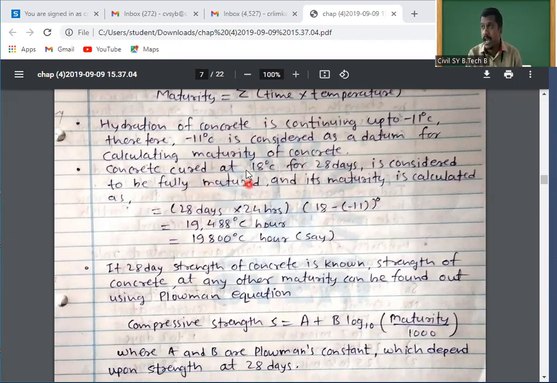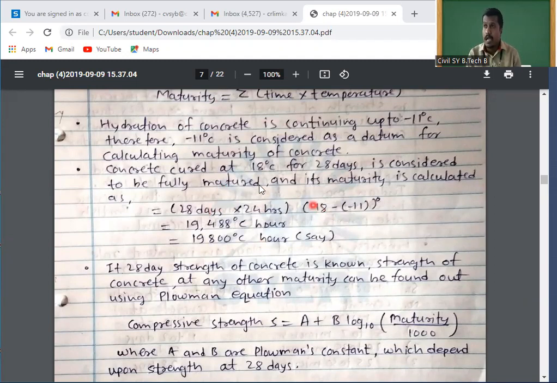a fully matured concrete, and its maturity is calculated as 28 days multiplied by 24 hours, that is, in a single day you are having 24 hours. This is nothing but the time, correct? Now, what is the formula for calculating the maturity? It is nothing but the summation of product of time and temperature. Time we have taken, that is 28 days. In a single day, we are having 24 hours. That is 28 into 24.